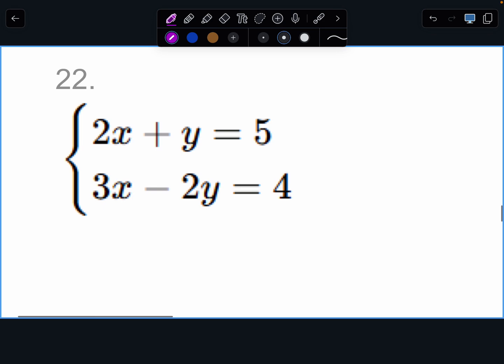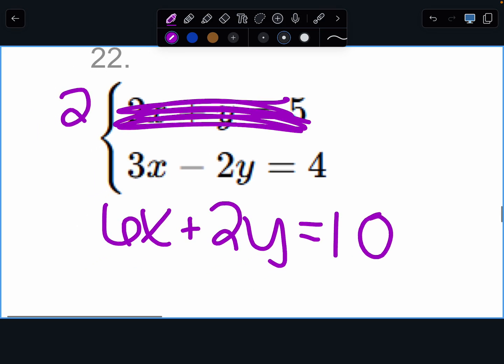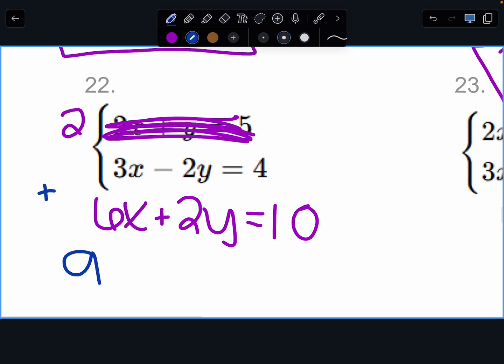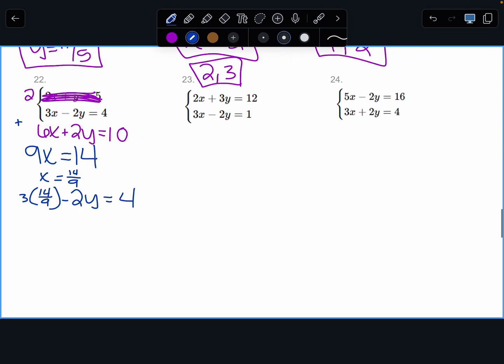And 22. This one, we've got to do some rearranging. I'm going to multiply this whole thing by 2. So I get 6x plus 2y equals 10. I am going to add these and get 9x equals 14. So x equals 14 over 9. Again, I wouldn't give this to you on your test. I don't want you to get fractions on your test.